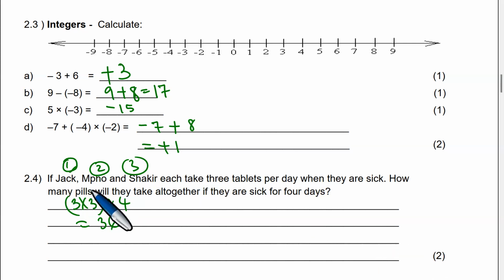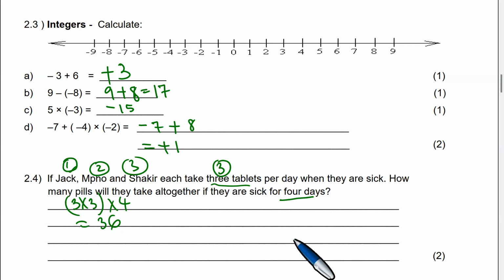Because it's Jack, Paul, and Shakir who take tablets per day when they are sick. They take 3 tablets. There are 3 people. So you have 3 tablets, there are 3 people, and the days are 4. So it's 3 times 3 times 4. Okay. Think about it, sir. There are many ways to do it.